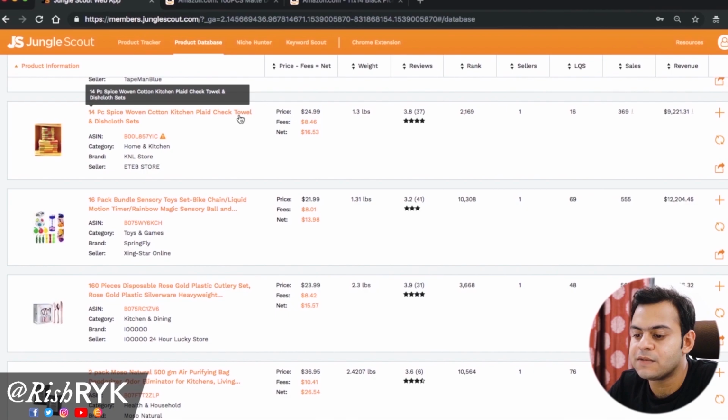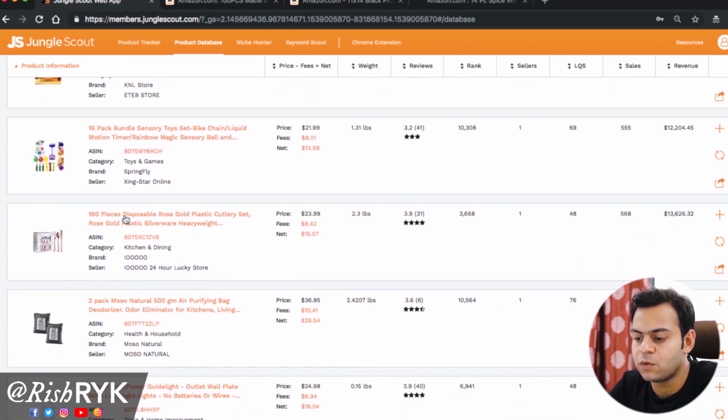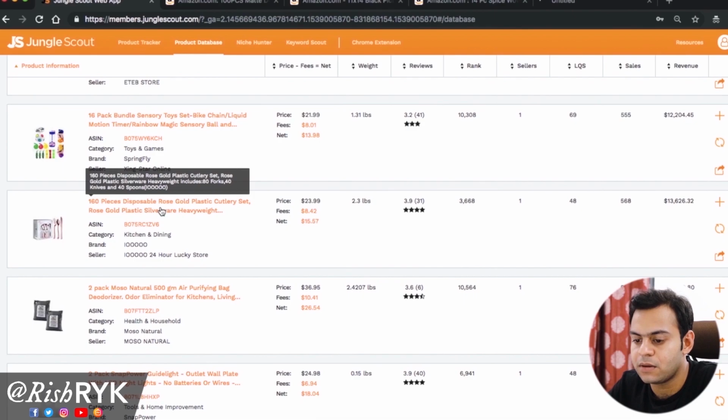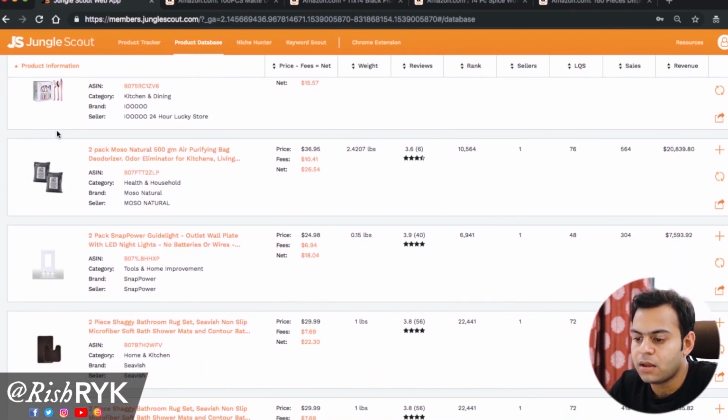Alright, 14-piece woven cloth towel, home and kitchen. Alright, why not? Just open it. Disposable rose gold plastic cutlery. Alright, looks interesting and easy to manufacture. Again, this is an easy to manufacture product. Air purifying bags, deodorizer, odor eliminator. Okay.